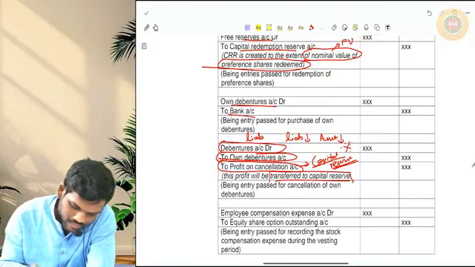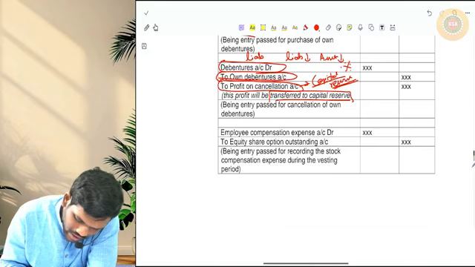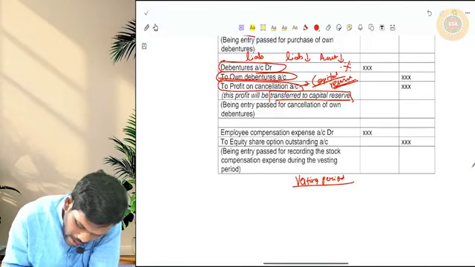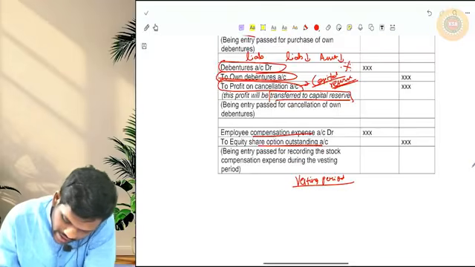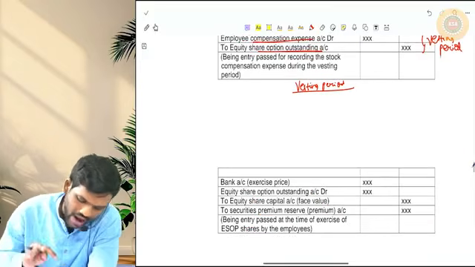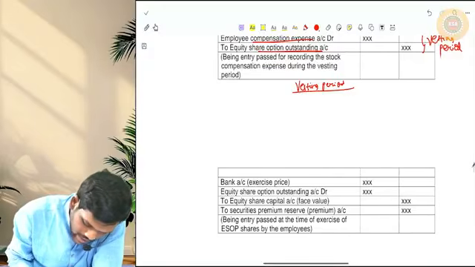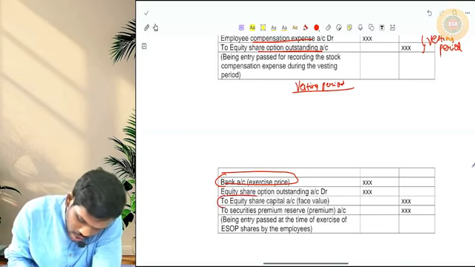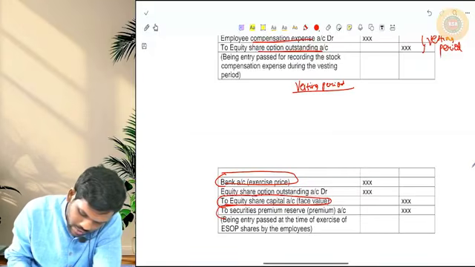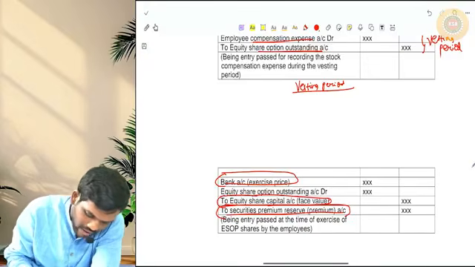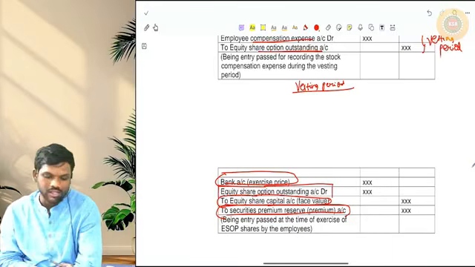Okay, last one, ESOP. We have discussed the concepts relating to ESOP multiple times in the class, once in fundamentals and once while revising buyback. During the vesting period, you have to pass the journal entry employee compensation expense to equity share option outstanding. This will be passed during the vesting period. Remember that. And then once the vesting period is over and the shares are actually issued to the employees, they will pay the exercise price. So bank account debit, we will issue shares to them, so credit share capital with face value, and whatever is extra over face value, that is premium, which will be credited to securities premium reserve account. And the equity share option outstanding which you created will now get debited at the time of issue of shares and will get reversed. These are the journal entries for ESOP.